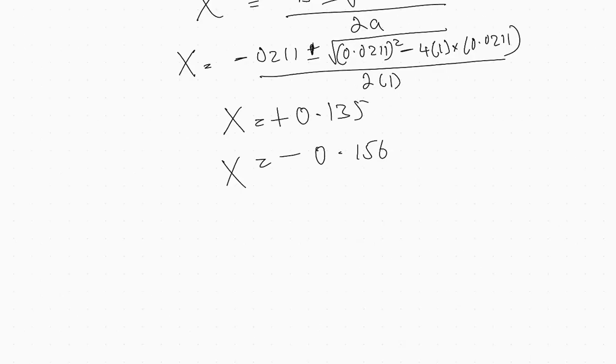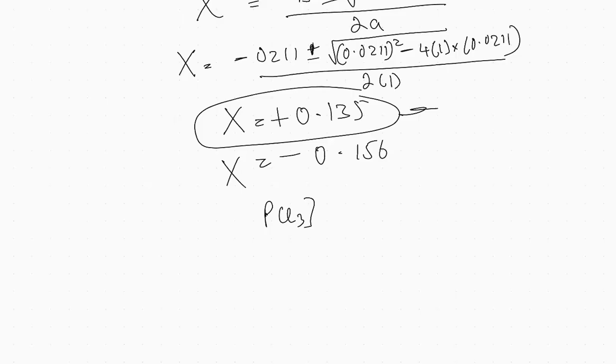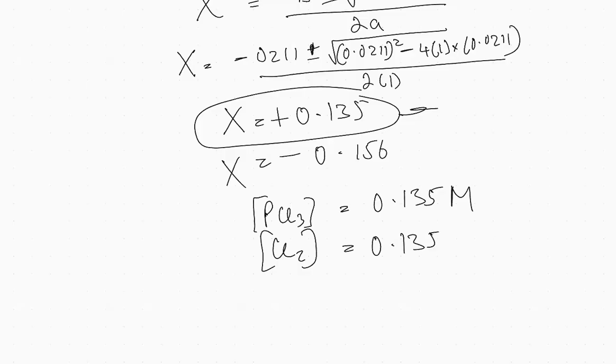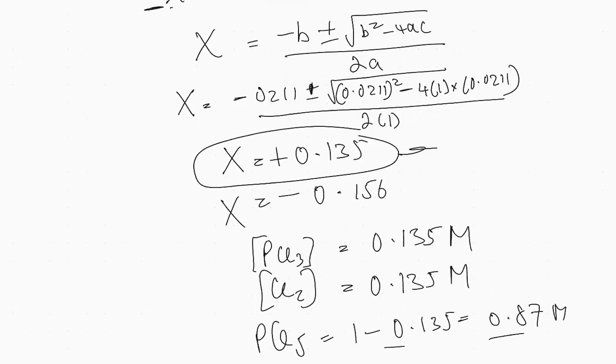Concentration of PCl3, the product, or Cl2, which has x, would be 0.135 M, and 0.135 M. Then what is PCl5? PCl5 would be, we deduct that, right? 1 minus 0.135, we get 0.865 M. Why is it 1 minus 0.135? You can go here and see in our table, 1 minus x, x and x. So that's how you get that.